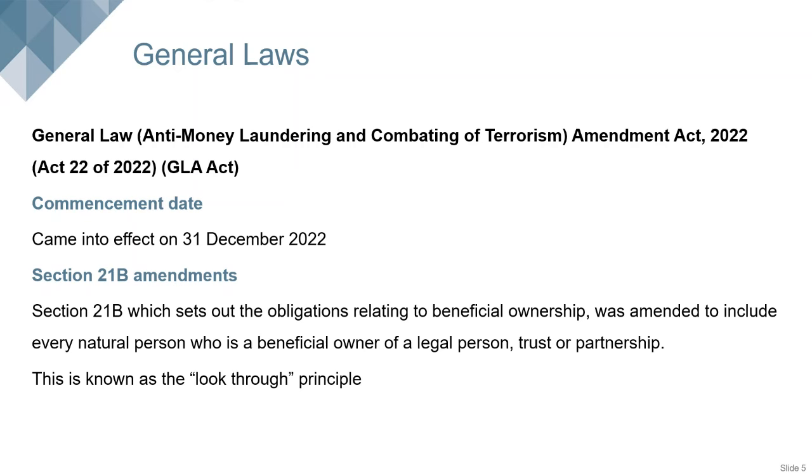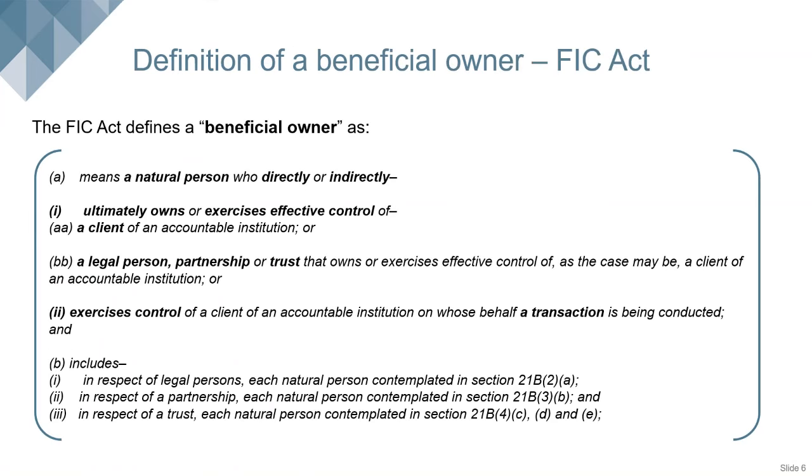I'm sure everyone is familiar with the General Laws Amendment Act that came into effect on the 31st of December 2022. One of the amendments that took place through this piece of legislation was an amendment of the definition of beneficial ownership, in terms of Section 21B specifically. Section 21B sets out the obligations relating to beneficial ownership. Here the amendments involved the look-through principle. It was amended to include every natural person who is a beneficial owner of a legal person, trust, or partnership. So we're identifying a whole range of role players through these amendments, and I'm going to take you through these amendments now.